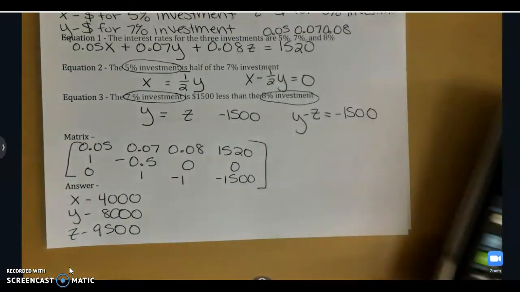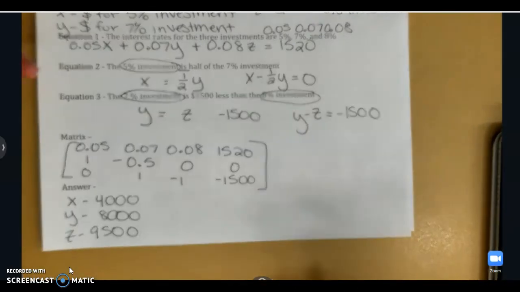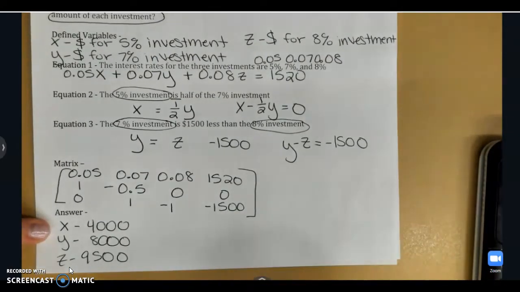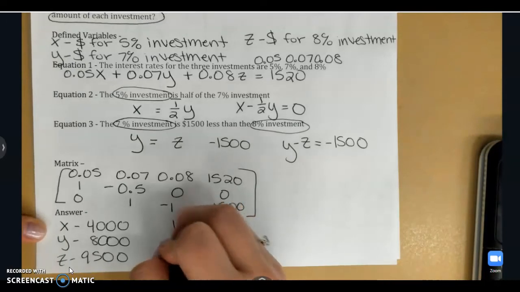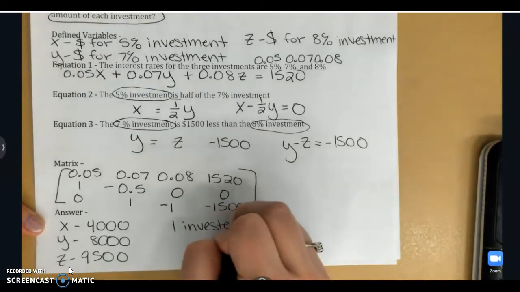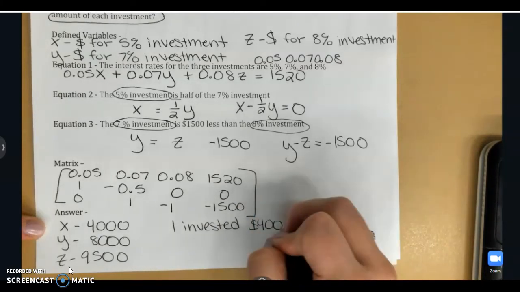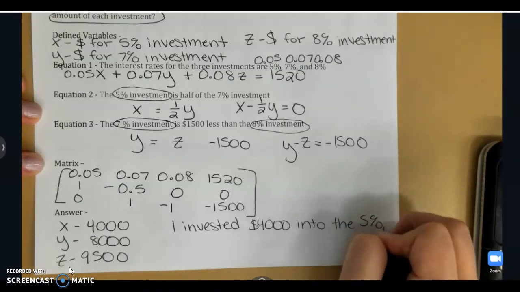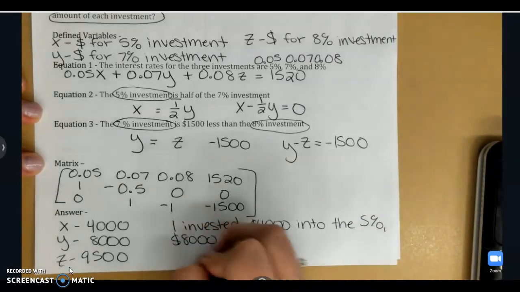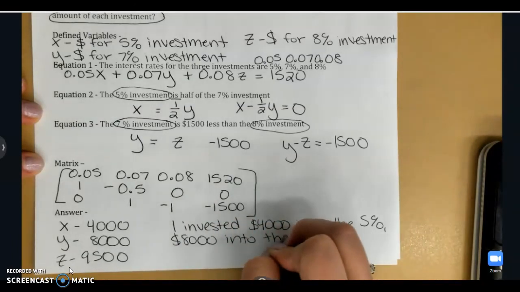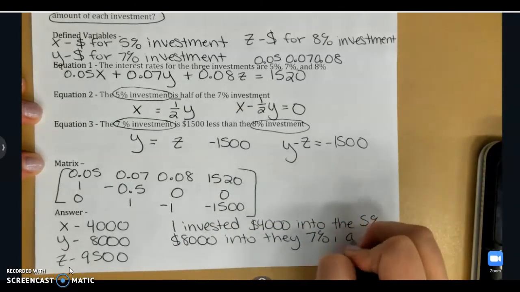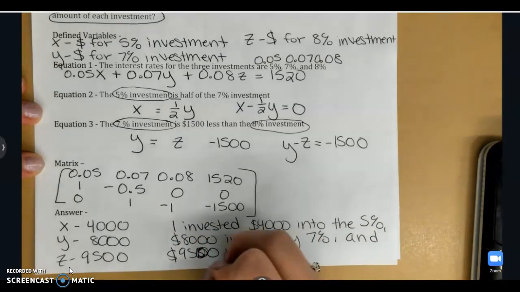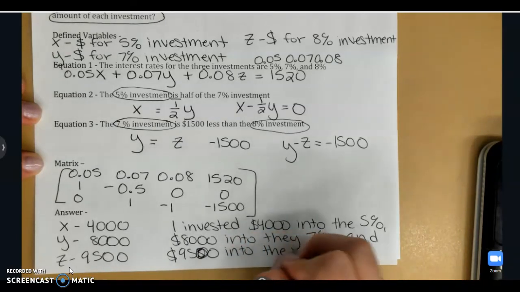So what does that actually mean? Let's write a sentence explaining what this means according to our defined variables. Remember, X was our amount for the 5% investment. So I invested $4,000 into the 5% investment, $8,000 into the 7% investment, and $9,500 into the 8% investment.